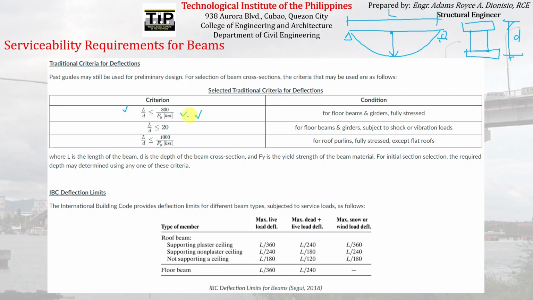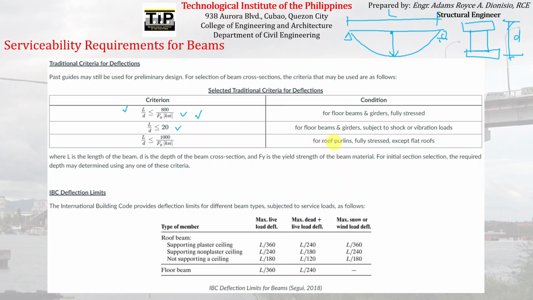Okay? So for floor beams and girders subject to shock or vibration loads, the ratio of the length to the total depth of the beam cross section should be less than or equal to 20. So in that way, you can ensure that your beam will not experience excessive deflection.